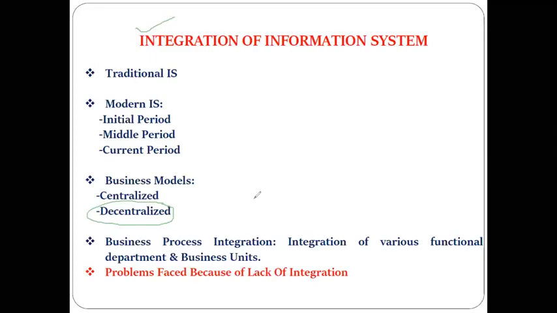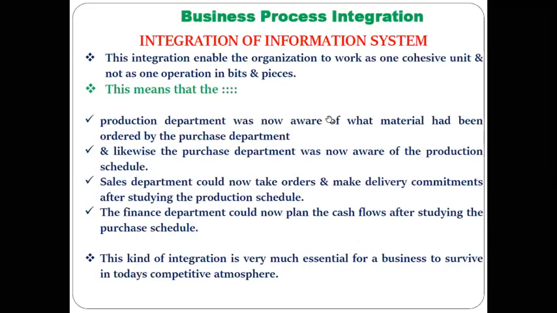Okay. And that is the reason the integration of business processes, or integration of business units, or integration of functional departments is very much important. And if you want to do that, there is a need of the modern information system, or the currently available information system, or the middle period information system. Okay. Now, we have discussed a number of points related to this. When we do the integration of some business process or functional department or business units, the particular organization looks like it is acting as one cohesive unit.